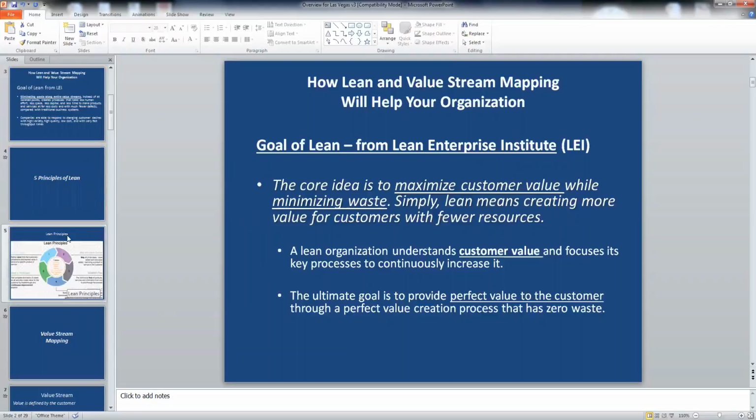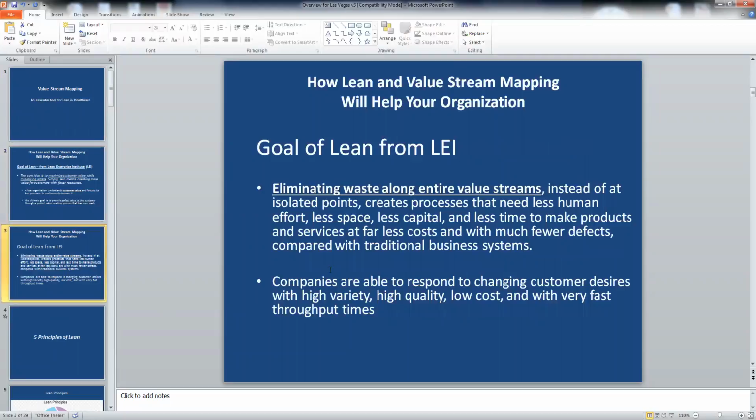So as part of that journey of maximizing customer value, we want to eliminate waste along the entire value stream. So today we're going to talk about what the value stream is and then how to construct that value stream.